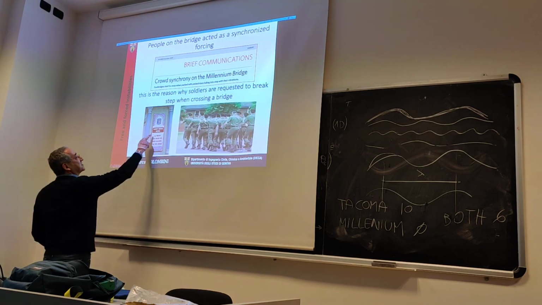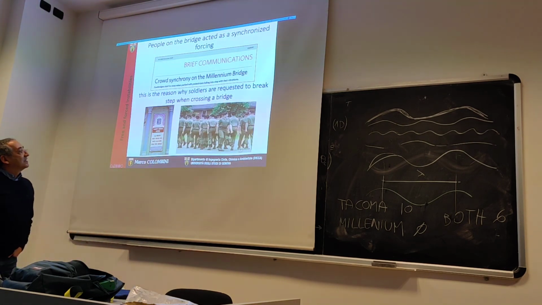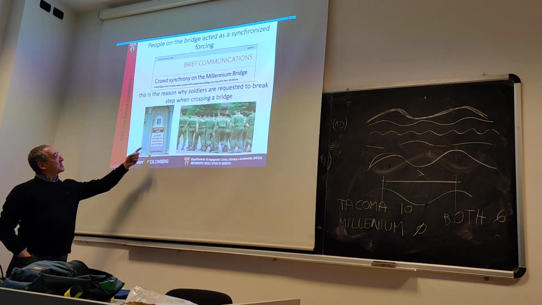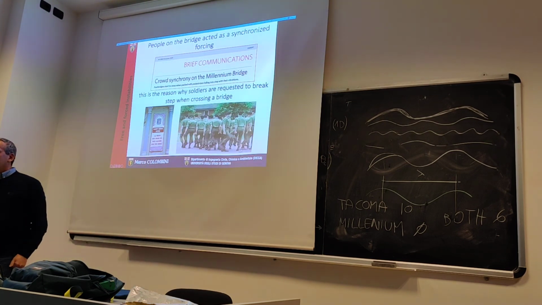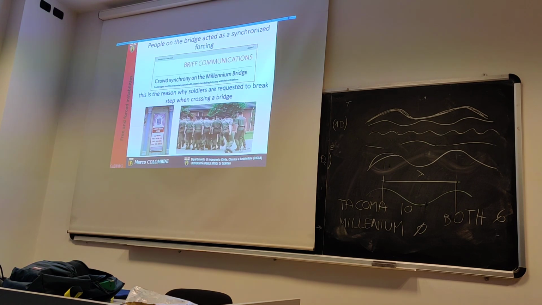You see this is on Albert Bridge in London. It says all troops must break step when marching over this bridge, because if the people all go marching together on the bridge, there is a risk that they force a natural frequency of the bridge, and so you can have this kind of resonance.